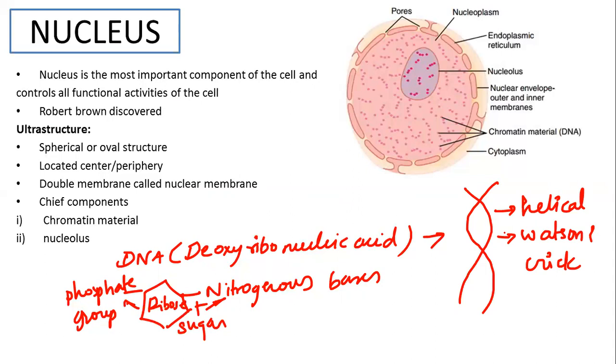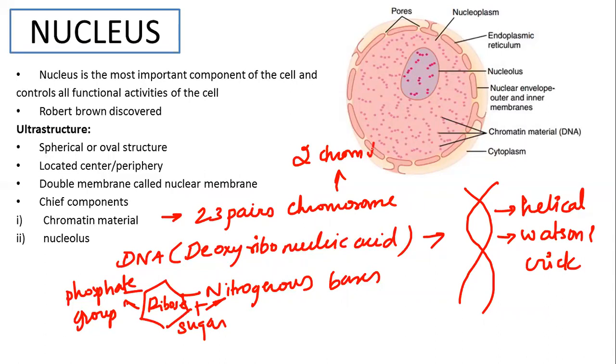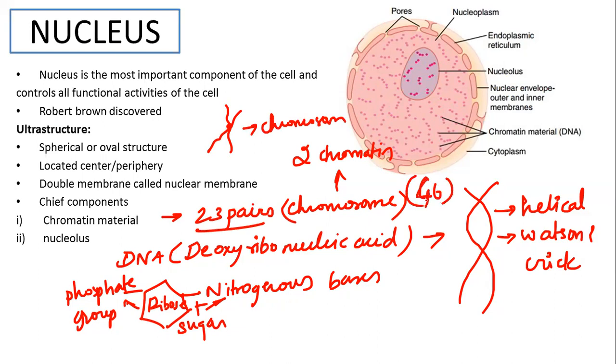Usually in a person, 23 pairs of chromosomes will be present. Chromosome means two chromatins join together and form one chromosome. Two chromatins, that means one thread and another thread, join together and form one chromosome. So when you say 23 pairs, that means totally 46 chromatins are present in a human.